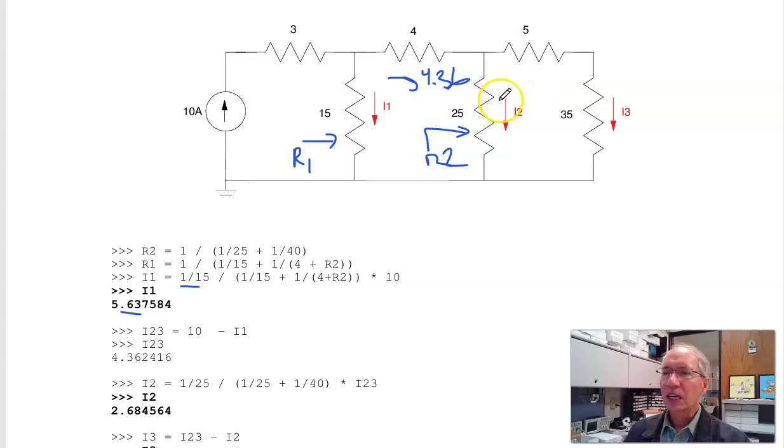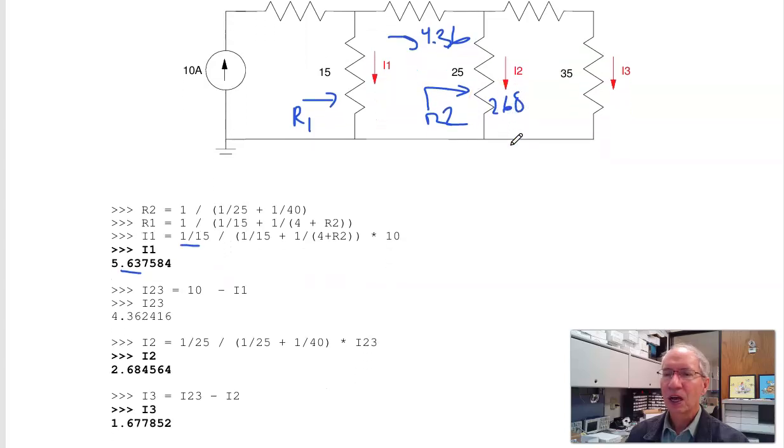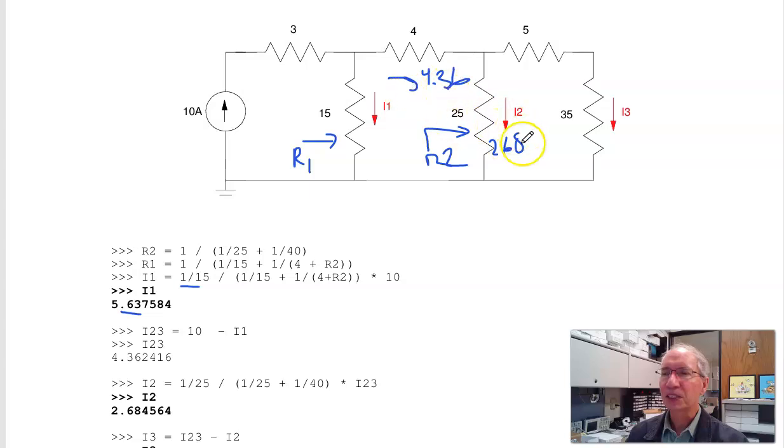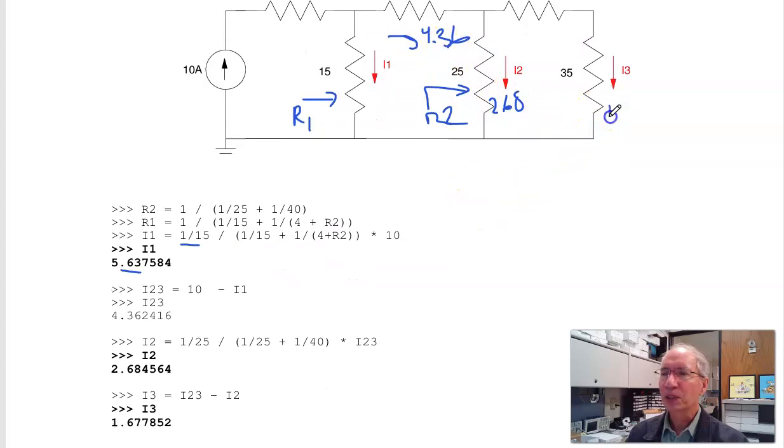To find I2 then, I do current division. It's what I'm measuring, 25 ohms, over the total admittance, 1 over 25 plus 1 over 40. That percentage of 4.36 gives you 2.68 amps. I3 then is just 4.36 minus 2.68, 1.67 amps. So there are the currents, I1, I2, I3, using current division, solved using Python.